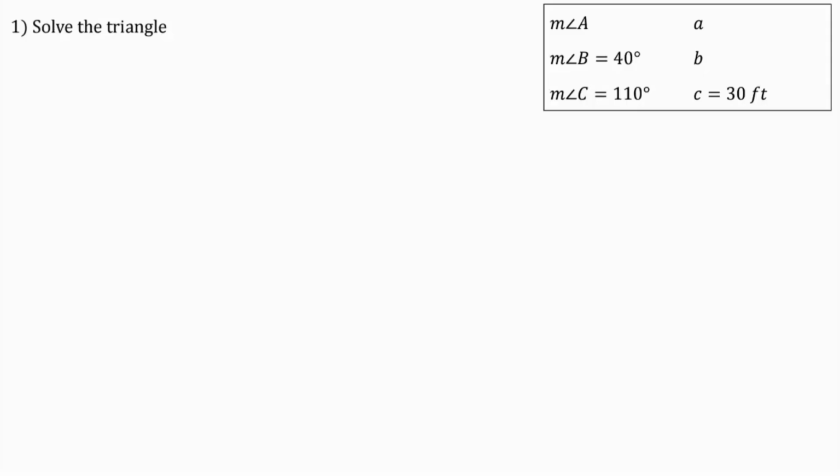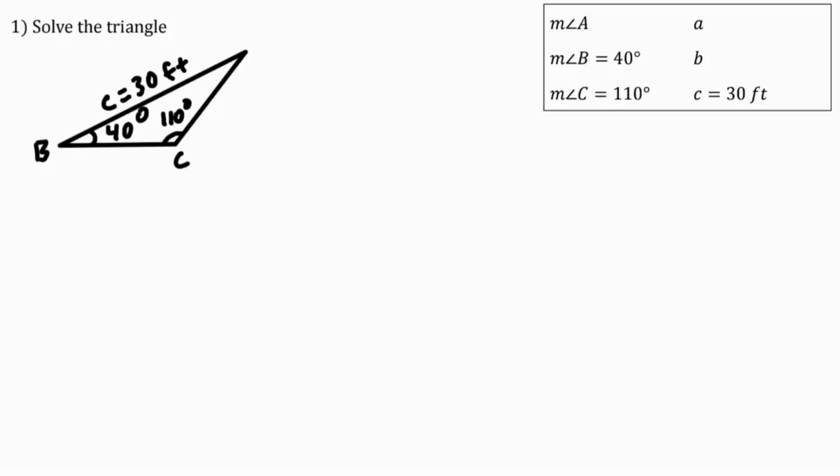For our first problem, we're given measure angle B, measure angle C, and side length C. Notice that we have all of the C's, so we're definitely going to be using that for our ratio. And since we have angle B, we're going to solve for side B first. So let's start off by drawing our triangle with the given information. We notice we have a side-angle-angle, or angle-angle-side. So this should only give us one triangle.